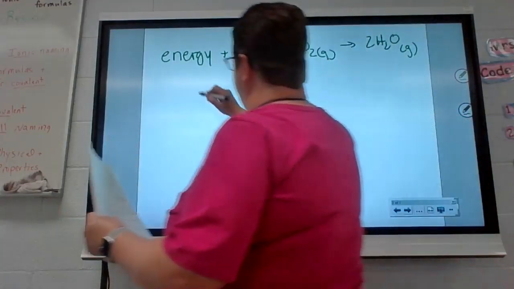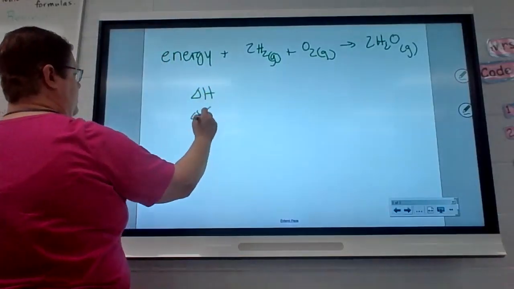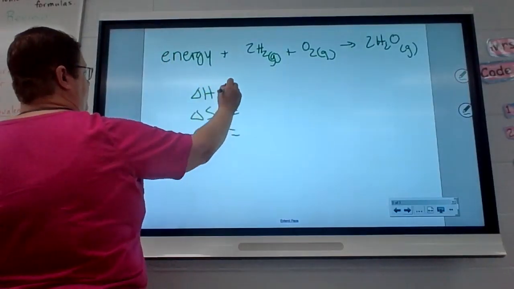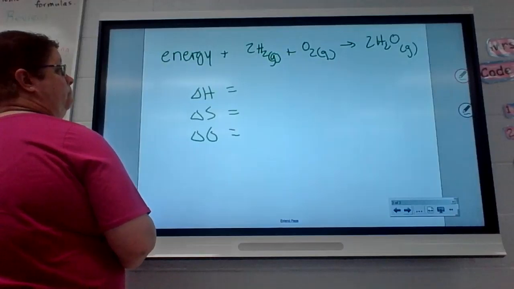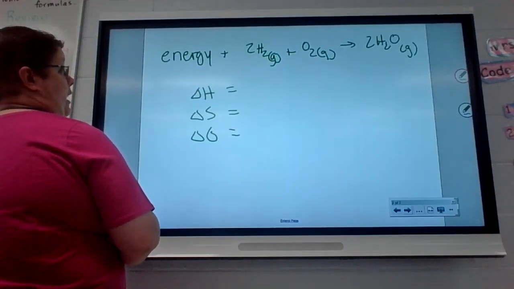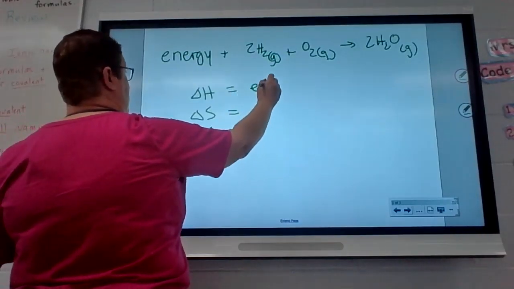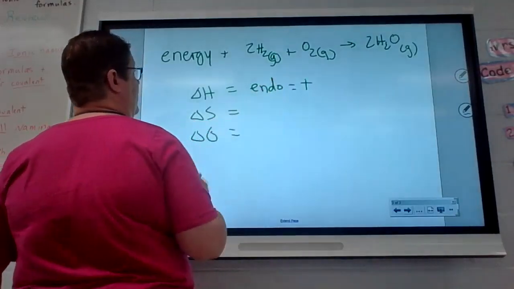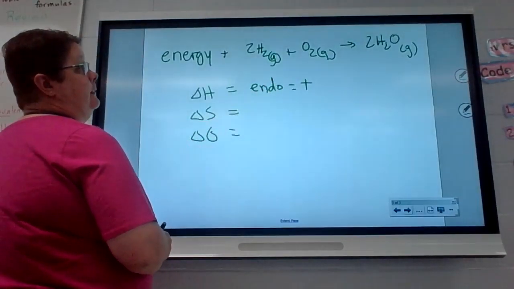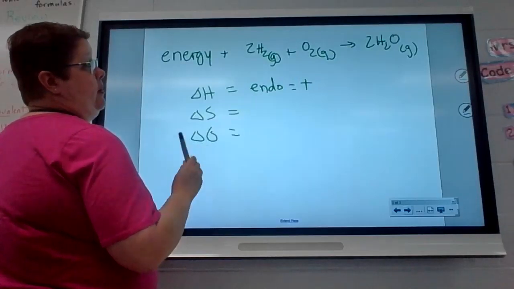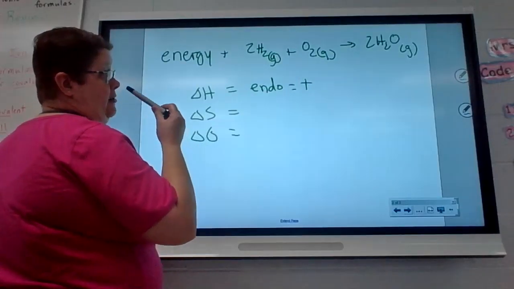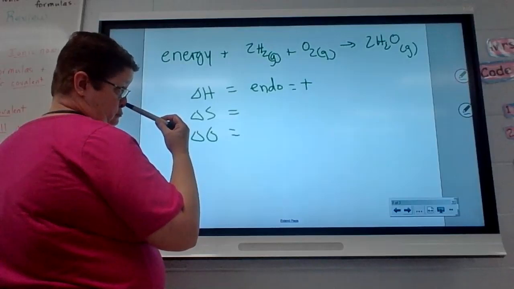All right, so we need to know delta H, delta S, delta G. So what's delta H? Endo or exo? So is it positive or negative? Is it increasing or decreasing? All right, what can you tell me about the gas? Is it the same state or different state? Different state.